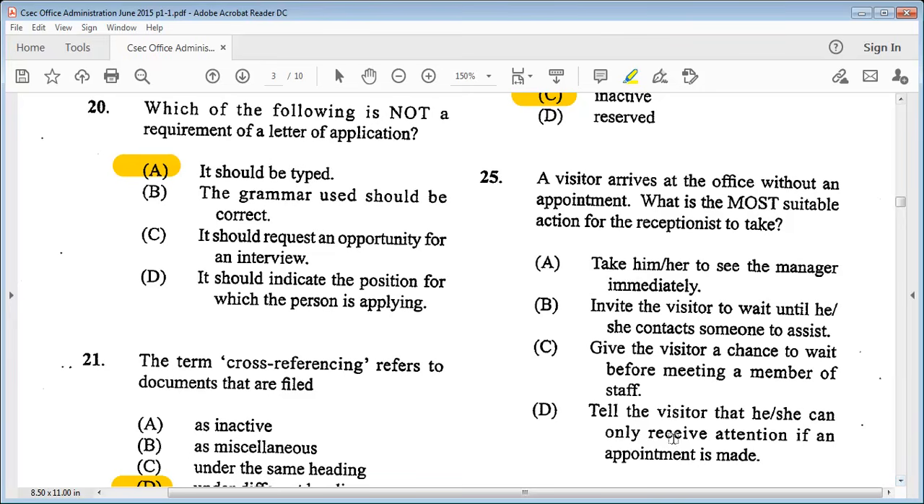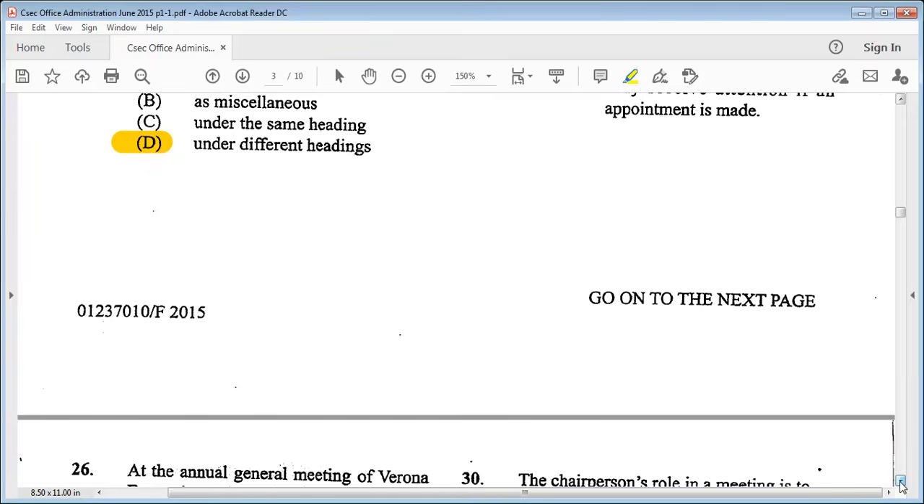We know it would be B. D. Sorry. Tell the visitor that he or she can only receive attention if an appointment is made. Let's go on to question number 26.